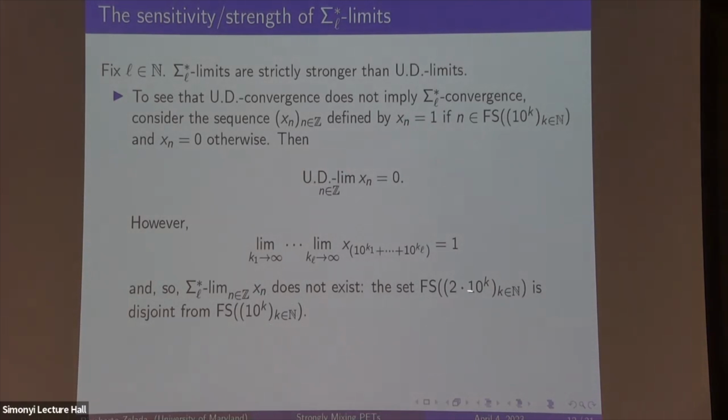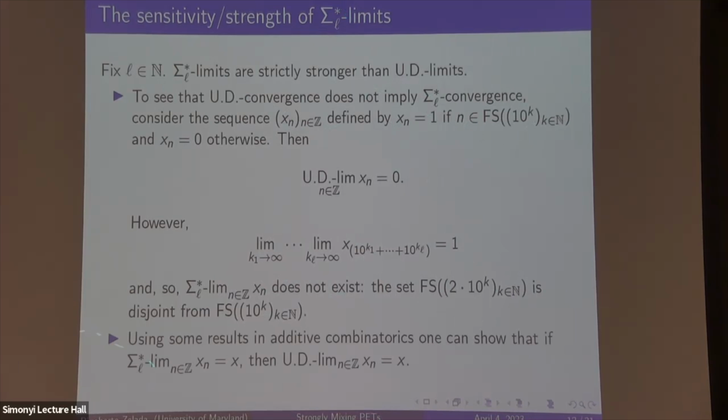So that means that UV limit does not imply the sigma L star limit. And a way of proving it formally would be to see that if you take a different set of finite sums, which is disjoint from the first one, then the limit will be 0. So when you check the definition of sigma L star by checking the sum of L different sequences, you can take first the L sequences to come from here and your limit will be 0, and then take the L sequences to come from here and your limit will be 1. So that's how you can show that UV limits are not stronger than sigma L star limits.